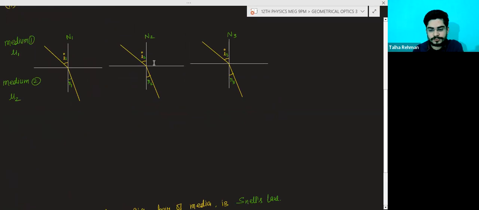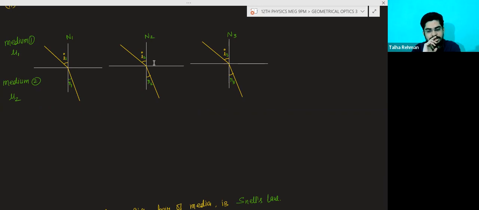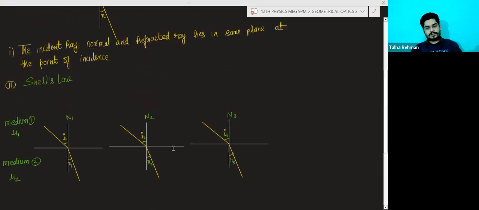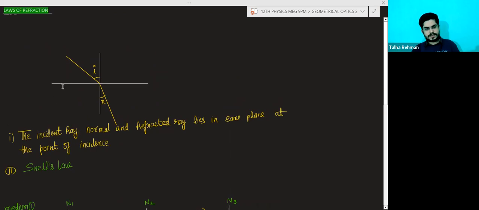Now we'll discuss the laws of refraction. Earlier we have studied the laws of reflection, na? There also we have two laws, here also we have two laws. The first law of reflection is that the angle of incidence is equal to the angle of reflection. Another law is that the incident ray, reflected ray, and normal at the point of incidence lie in the same plane. Now we will discuss the first law, or you can say first statement.